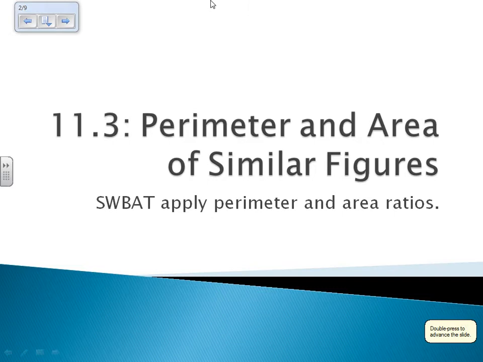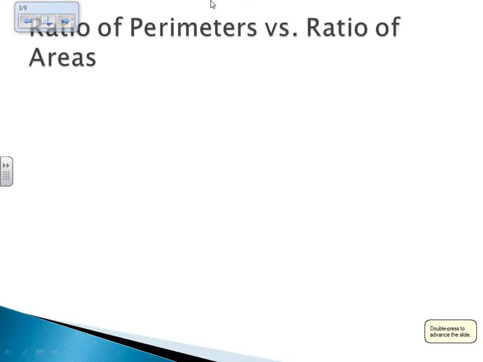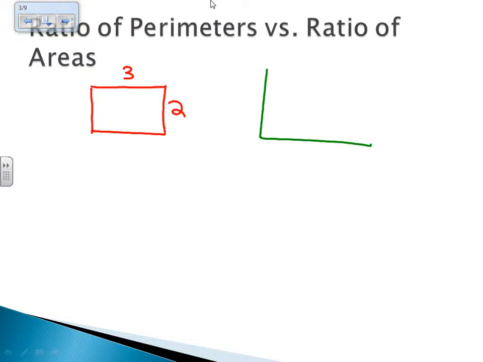So perimeter and area of similar figures. The first thing I want to do is just a quick example. We said that similar polygons have the same shape but different sizes. So if I draw two similar rectangles, 2 by 3 and 4 by 6, we know that those are similar because they have the same ratio of their dimensions. However, they're different sizes, clearly.